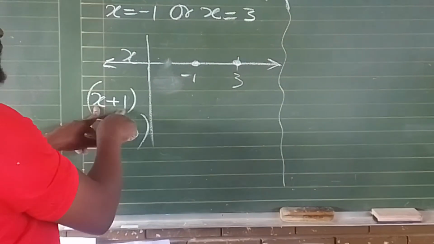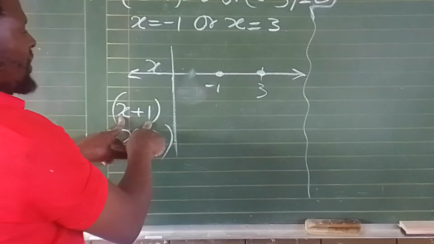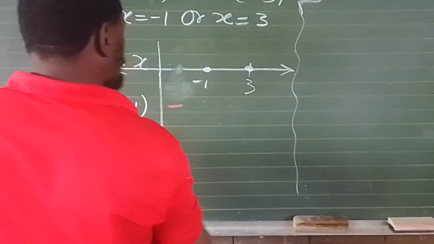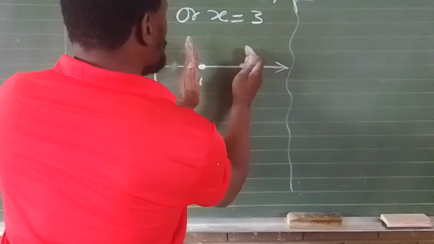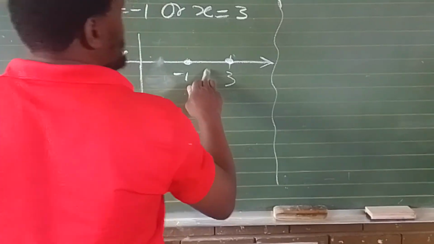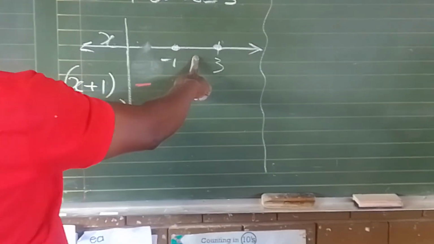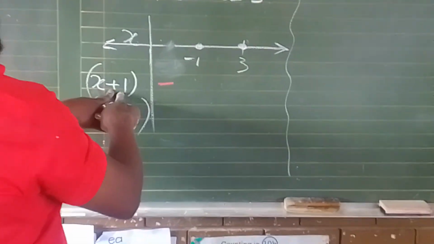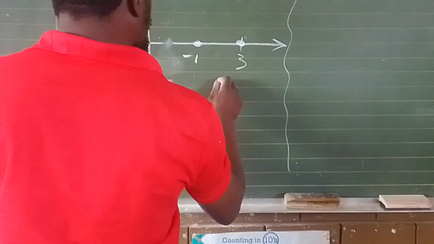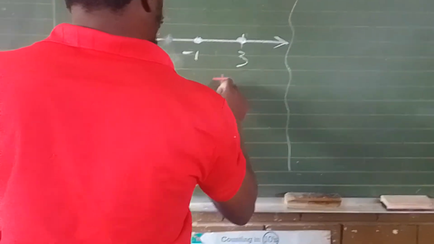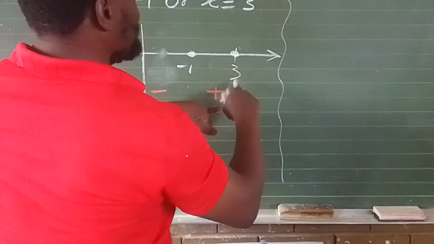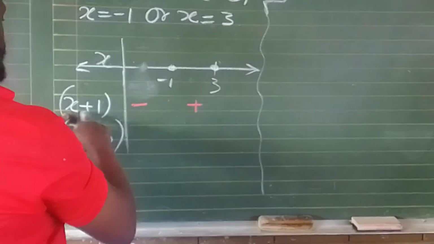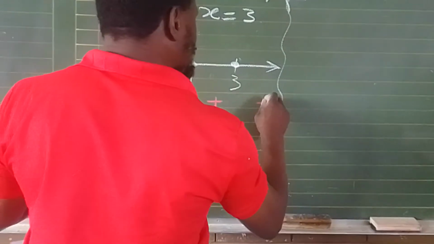It's -2 plus 1. You get a what? A -1. A negative. Take any number between -1 and 3. We've got a 0. Put 0 here. 0 plus 1 is +1. Take any number just after 3. You say 4. 4 plus 1 is 5. You get a what? A positive.